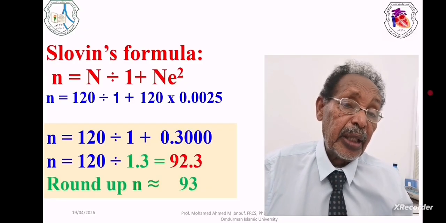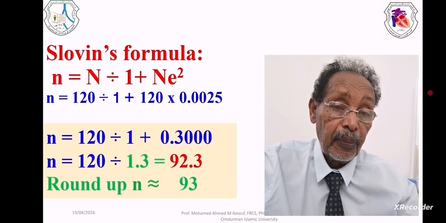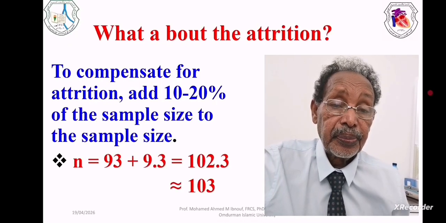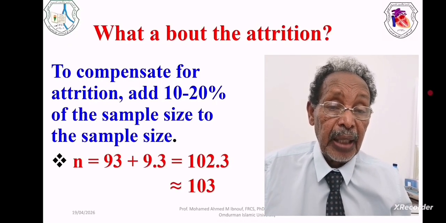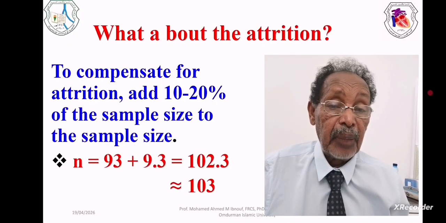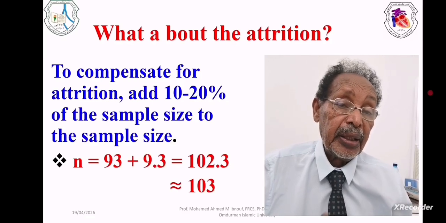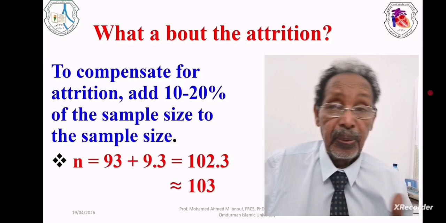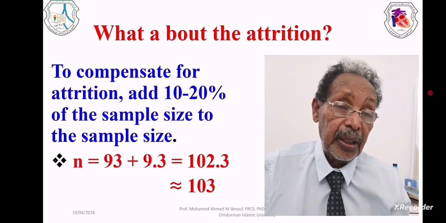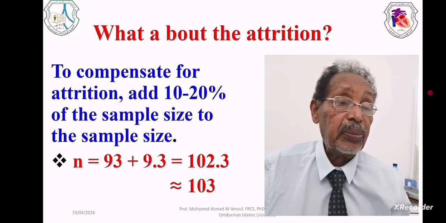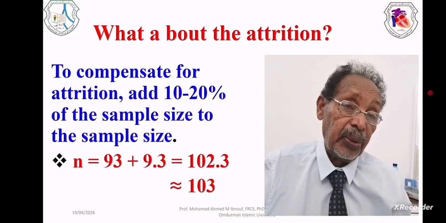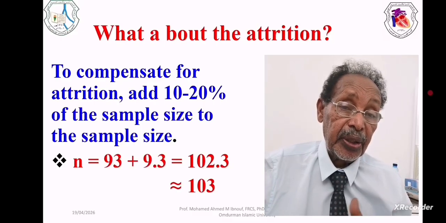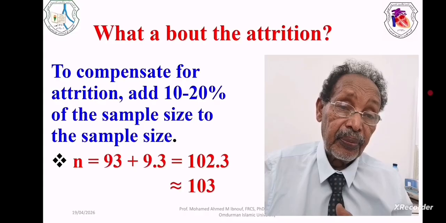To 93, when we add 10%, it is 9.3. And let us continue. When we add 9.3, the sample size will be 102.3. There is nothing called 0.3 patients, so we round it up again, and the sample size will be 103, 103 patients or 103 files. It's clear now, isn't it?